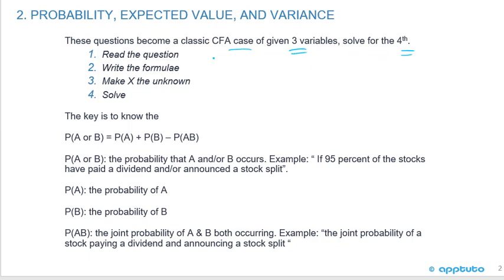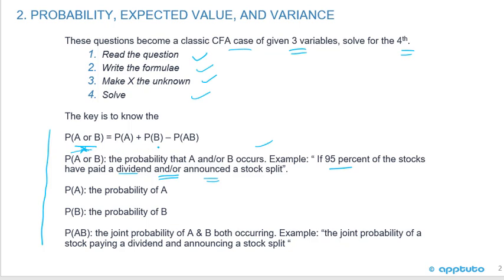solve for the 4th. So number 1, read the question. 2, write out the formula, make x the unknown, and then solve. So the key is to know the formula. P, the probability of A or B, and the way that reads is the probability that A and or B occurs. So the example is if 95% of the stocks have paid a dividend and or announced a stock split. So when you see the and or, if they're giving you that as a given, that's the number that is going to slot in there. If that's what they're asking for, that becomes the x.